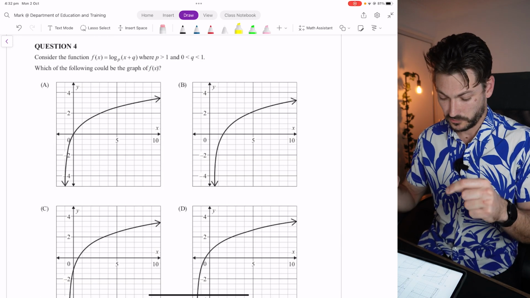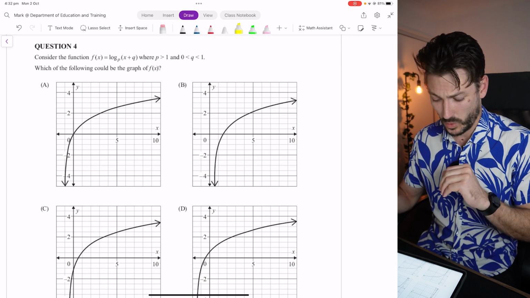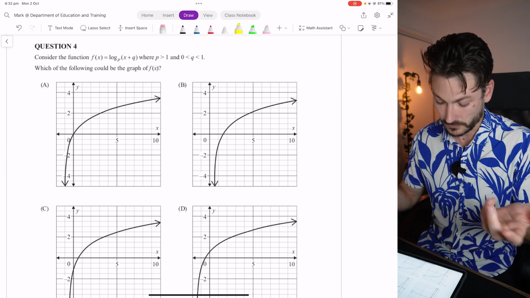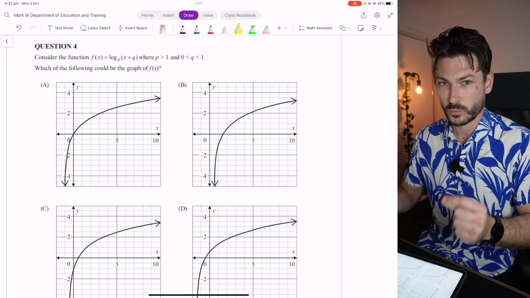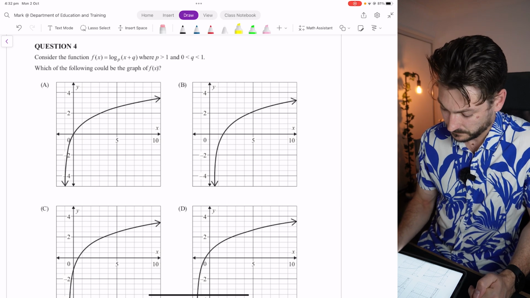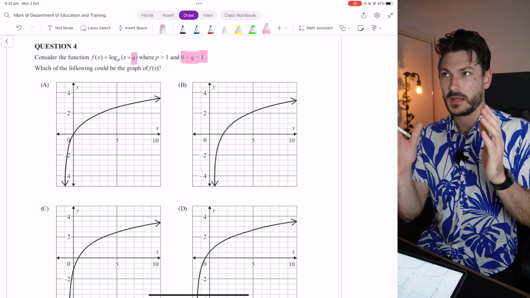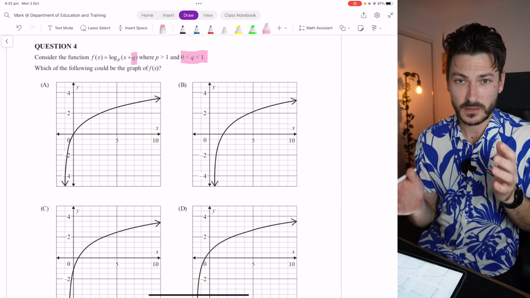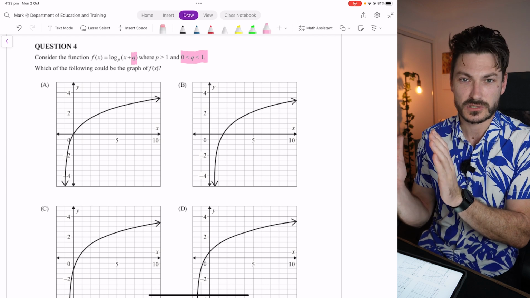Okay, so question 4 says, consider this log function. It tells us P is bigger than 1, so it's just like a regular shaped log function. That base is greater than 1. But Q is between 0 and 1, not including 0 or 1. Now, because that Q value is adding Q onto X, that's going to shift my function to the left, not to the right.